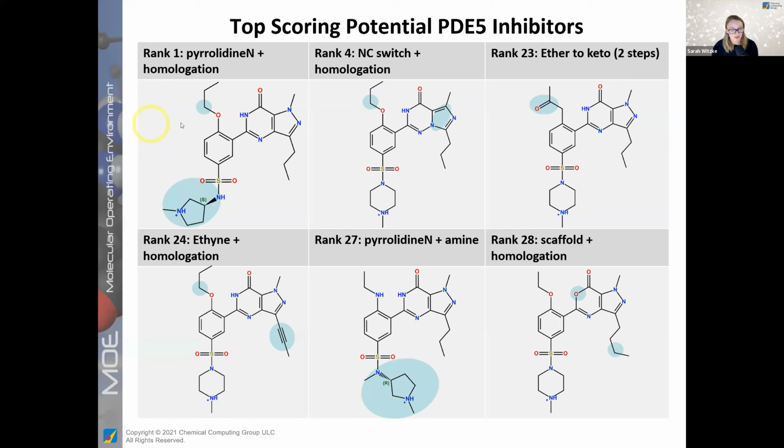So let's look at the first one here. We have a homologation creating a longer ether group there. And we also have a replacement of the pyrazine ring with a pyrrolidine ring. At rank number 4, we find an NC switch like the one we had in vardenafil, and again, a homologation of the same R group. We see a couple of changes to that R group. There's one of them where the ether is replaced by a keto over 2 steps. We also see some optimizations to the R group of the pyrazole ring, for instance, here with a triple bond instead. And if we go a bit further down, we do actually see an update to a scaffold here where the amide has been replaced with an ester. That's actually perfectly reasonable, and I have a 3D shot of it, which I'll show you in just a minute.